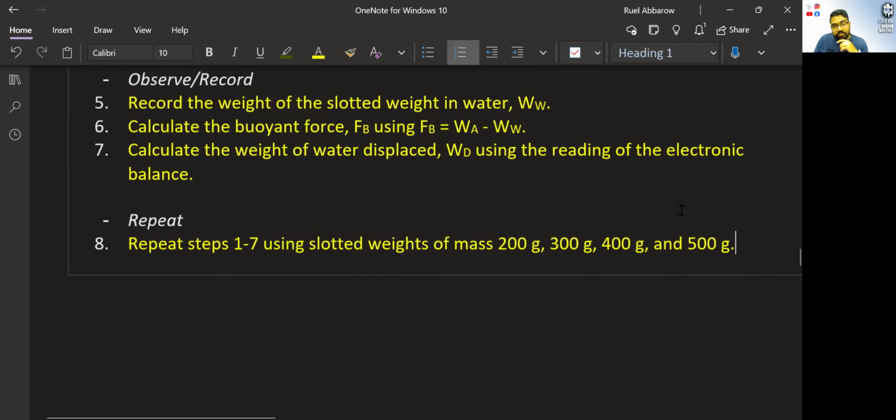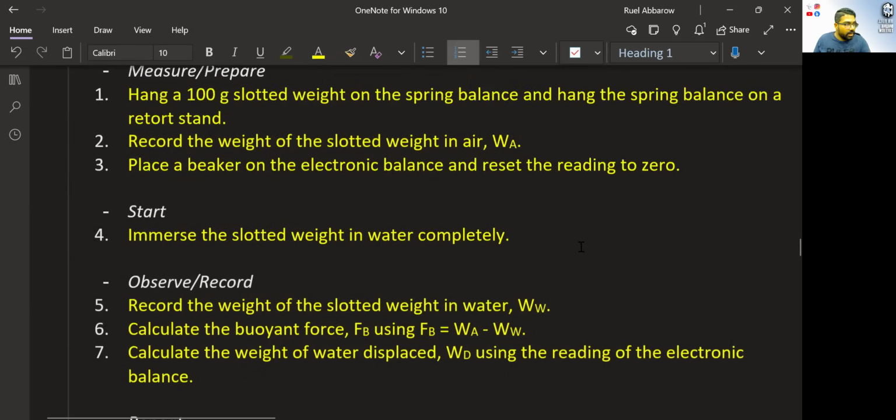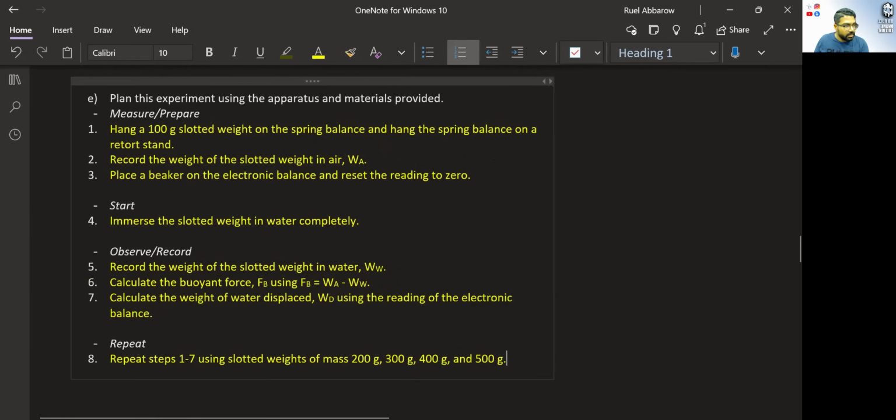Okay. So this is your procedure. Done. Just use the framework, the steps: measure, prepare, start, observe, record, repeat, finish. You will cover everything. All right.